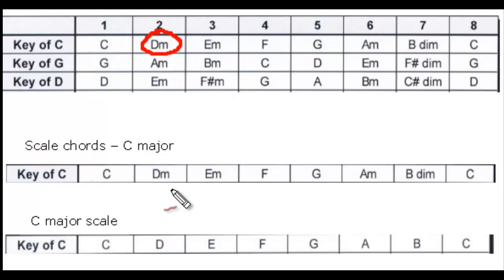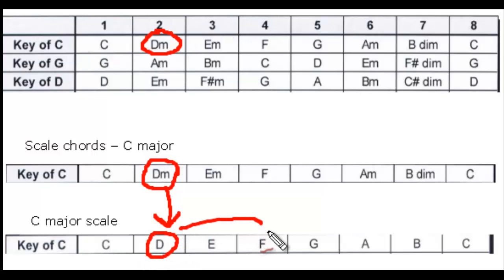and I'm going to work out what notes are in a D minor chord using the same process that we just did before, but this time I'll be working with the key of C, the scale of C. So I'm going to start at the second note in the C major scale, and I'll do our leapfrog process. D, F, and A. So the notes in a D minor chord are D, F, and A.